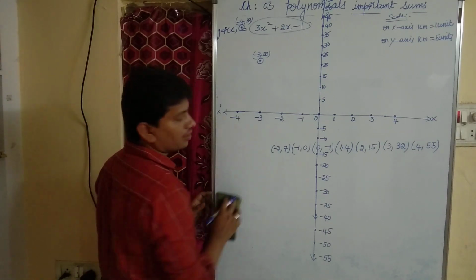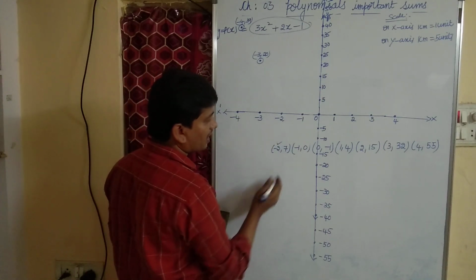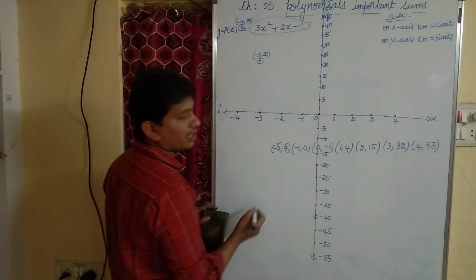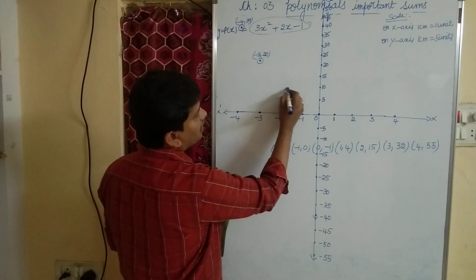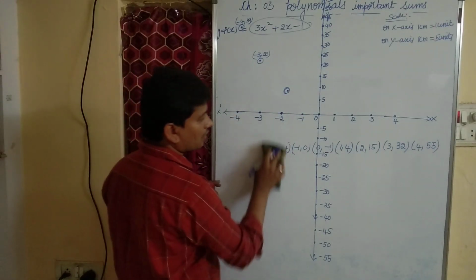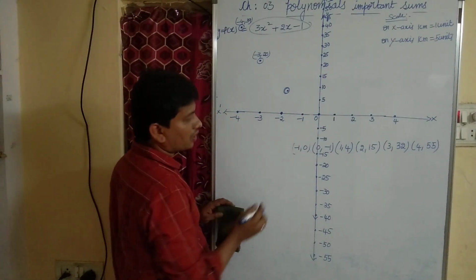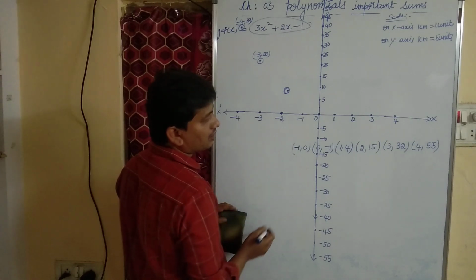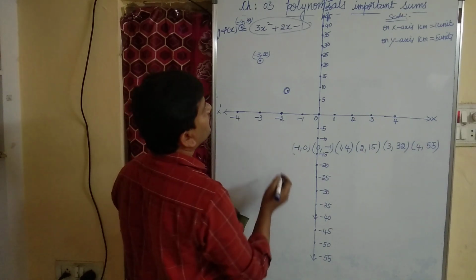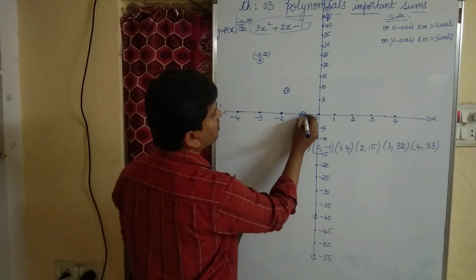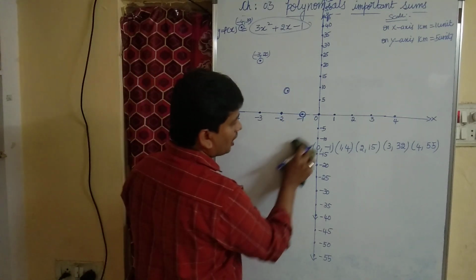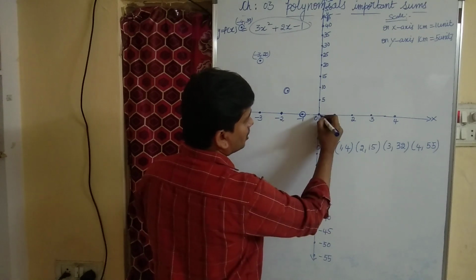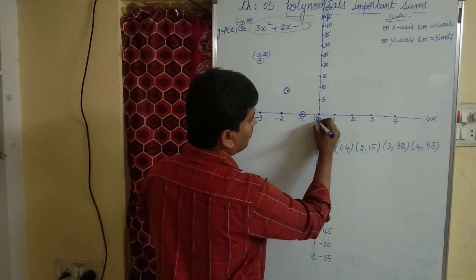Coming to the third coordinate, on x-axis -2, on y-axis 7, somewhere here. Now coming to the fourth coordinate, -1, 0. This is our -1, 0. Next one is 0, -1. 0 is here, -1 somewhere here.